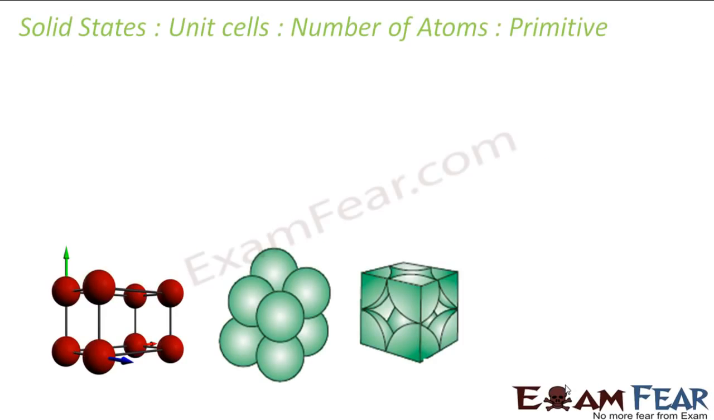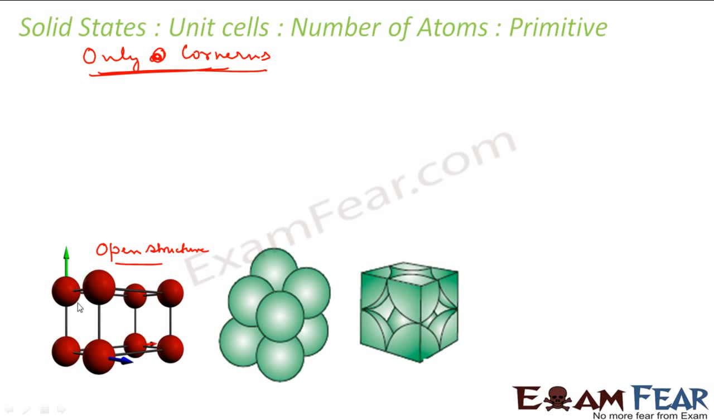In the primitive, what we have seen is that the atoms are there only on the corners, right? Atoms or molecules or ions, depending on the structure we're looking for, or the constituent particles. Now they are only at the corners. So if you see, this is my first structure. This is called an open structure. This structure is just to understand.